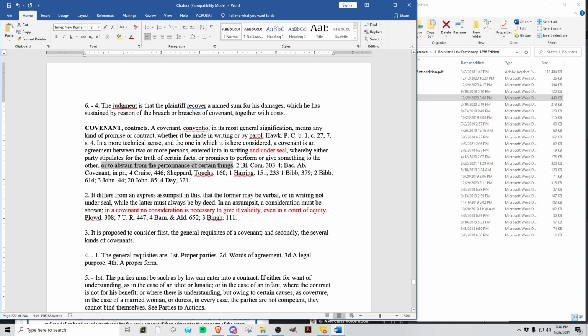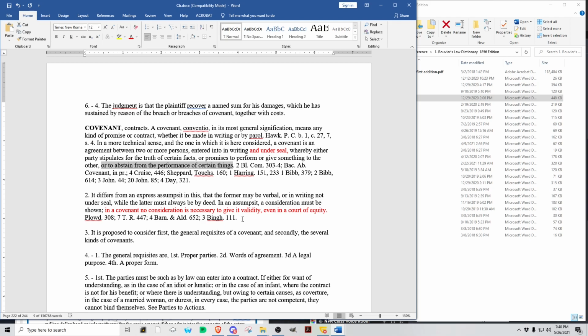So under seal, whereby either party stipulates to, okay, so I read that. Number 2, it differs from an express assumpsit in this, that the former may be verbal. So an express assumpsit says, hey, I'll pay you Tuesday for whatever, right? Or in writing, not under seal, right? So a covenant differs from just a verbal contract or something not under seal, when the latter must always be by deed, meaning something under seal, right?